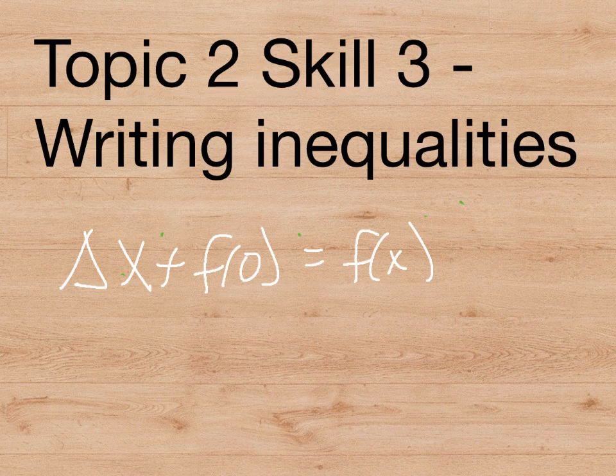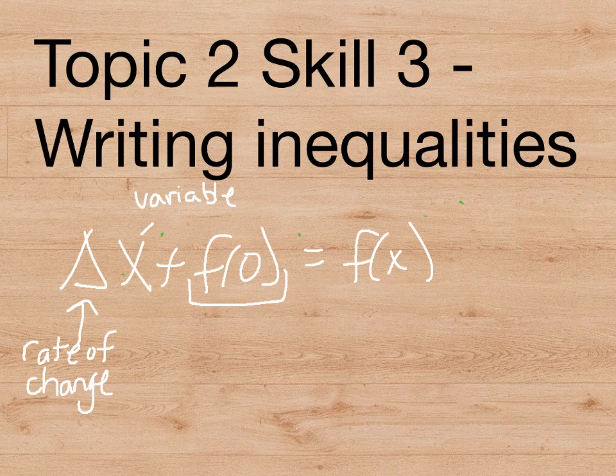So let's get started. Let's first remind ourselves about the form that we used when we are writing inequalities. The first thing that we look for is the delta, which in other words is the rate of change. The x is the variable. This f of 0 is our starting value. And this f of x is our ending value.